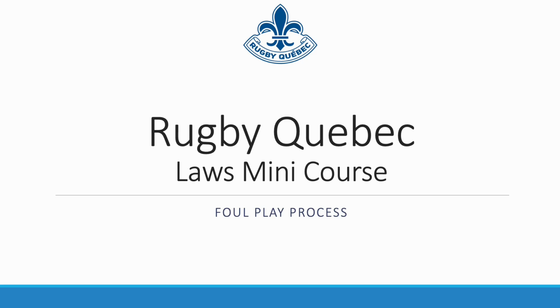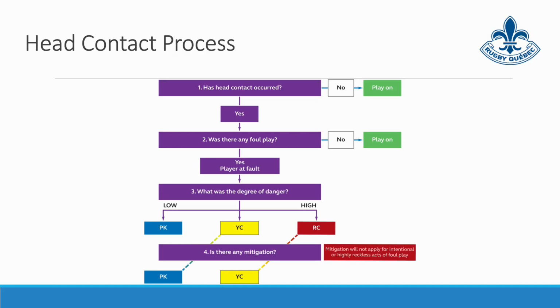Today we'll be talking about the foul play process. More specifically, we're going to be looking into the head contact process, since that tends to be the main source of foul play that is discussed in rugby these days.